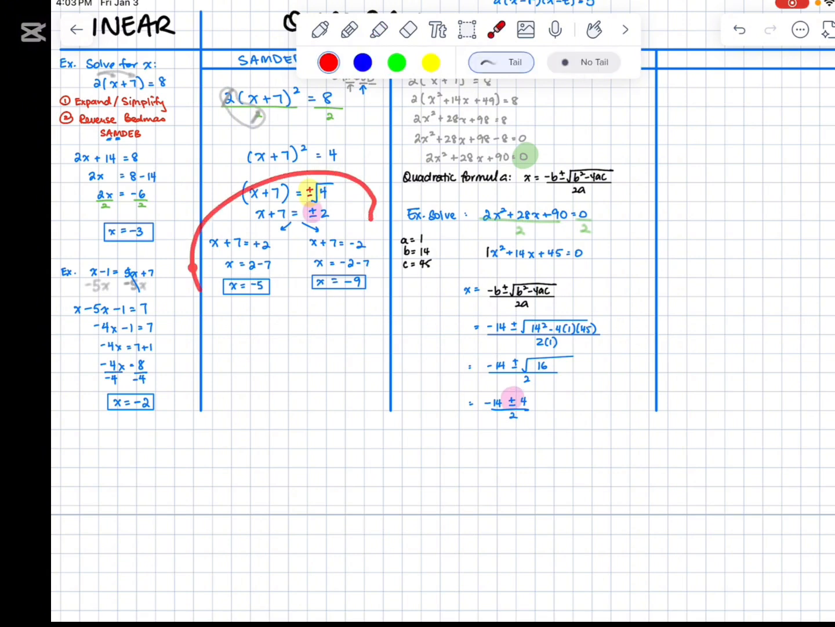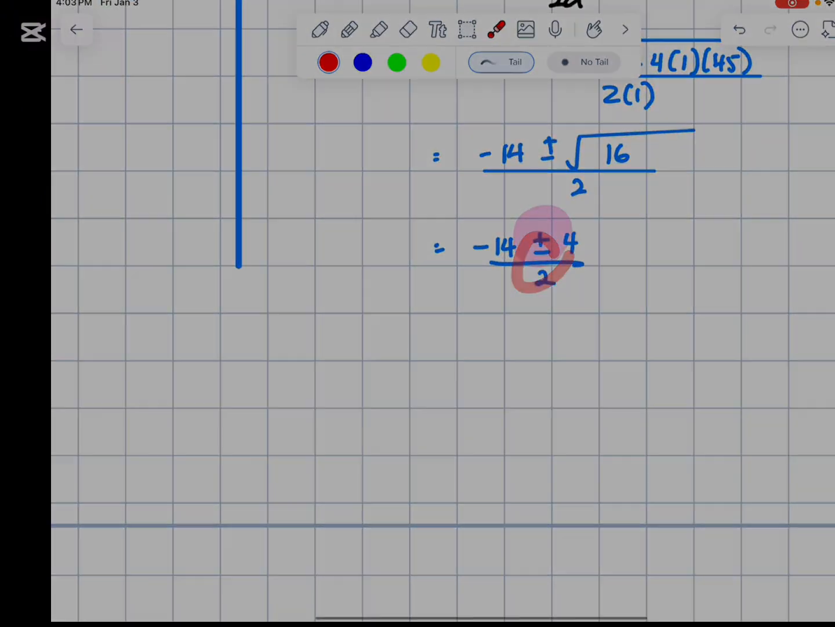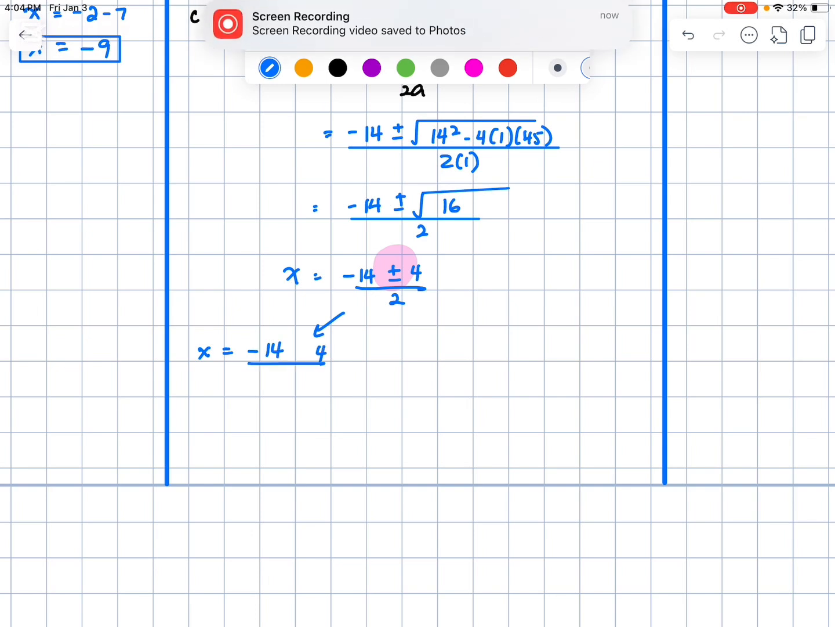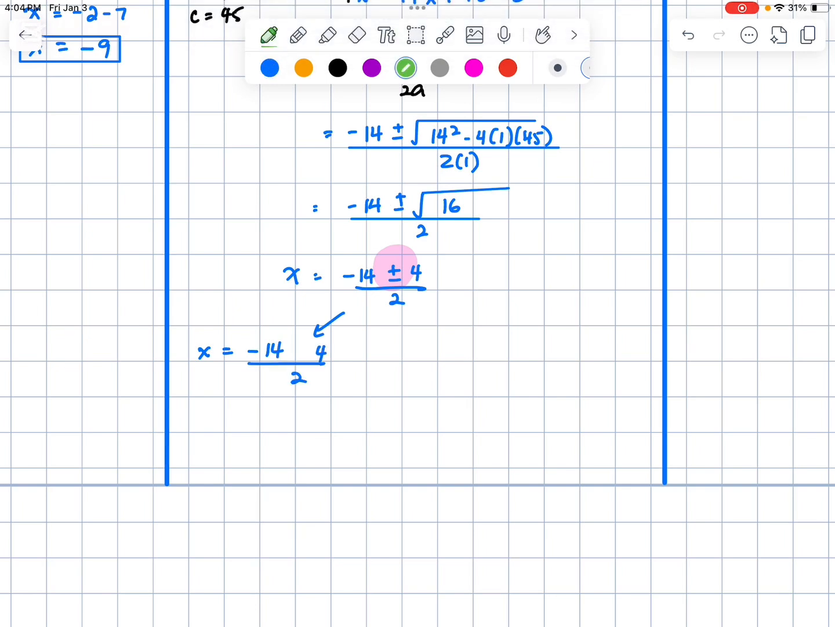So just like I did here, I'm going to break it into 2 different pathways where one of my answers has the plus and one of my answers uses the negative. Okay, so here's my pathway. One of my answers, I'm going to copy all of that out, but it's the positive that I'm using for this answer. And for the other x, I'm going to copy that whole thing out again, but in this case, it's going to be the negative one that I use.